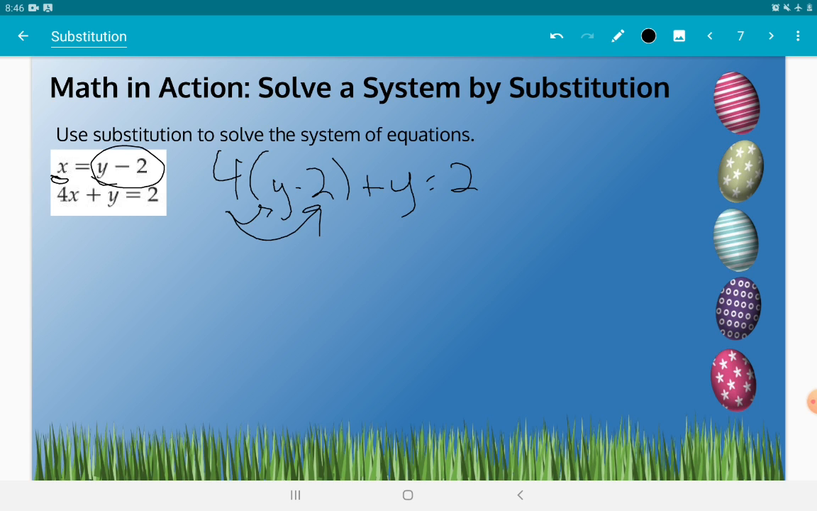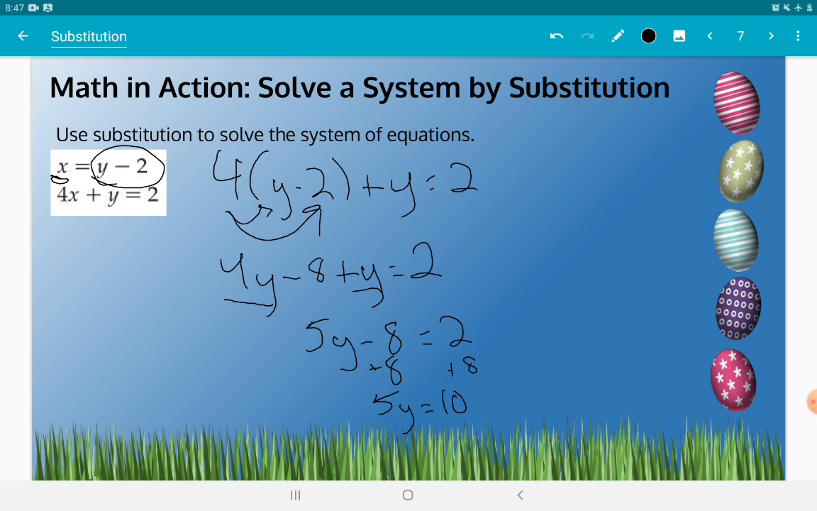Again, we've got our friend distributivity. So we have 4y minus 8 plus y equals 2. Then on the same side, we have a positive 4y and a positive 1y. So this becomes 5y minus 8 equals 2. Add 8 to both sides. 5y equals 10, which means that y equals 2.